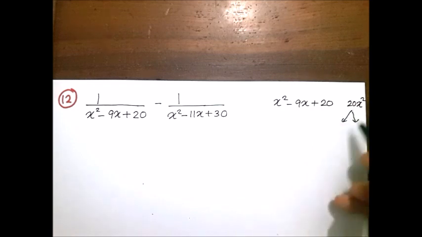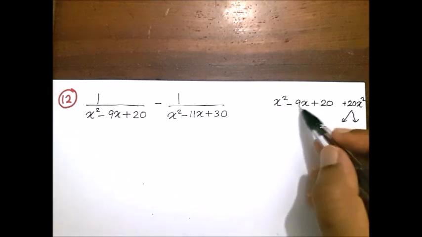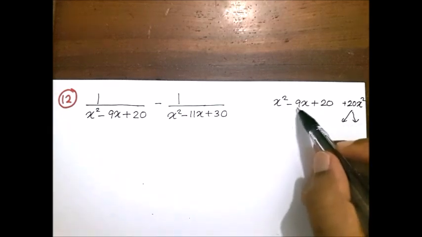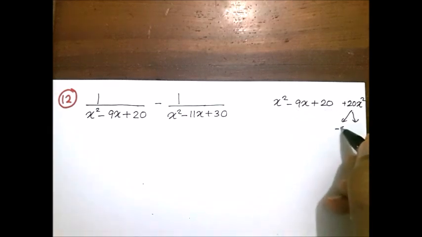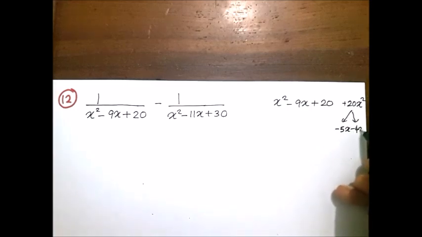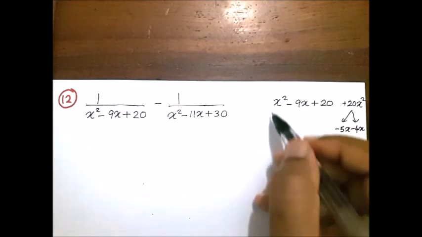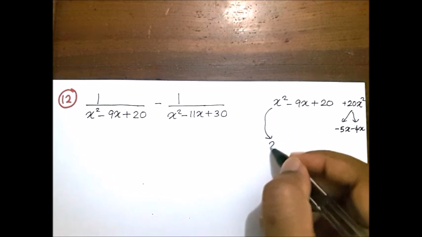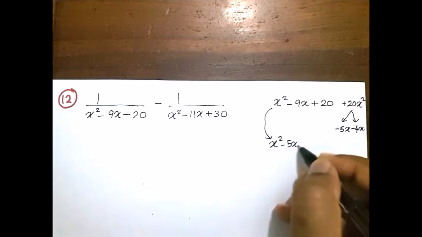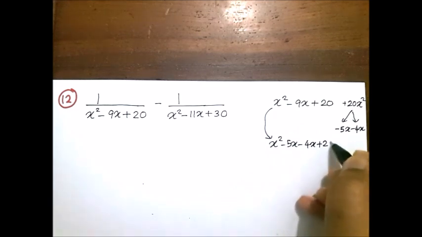Write this as a pair of terms. Here plus 20x to the power 2. When you add these two terms, it should be equal to minus 9. The terms are minus 5x and minus 4x. Then write x to the power 2 minus 5x minus 4x plus 20.